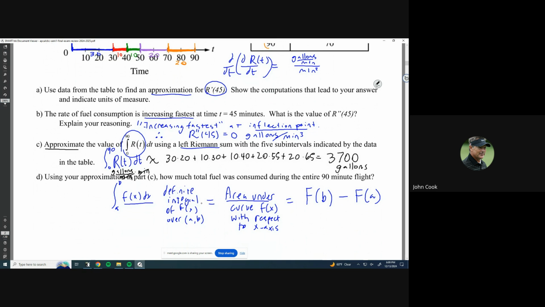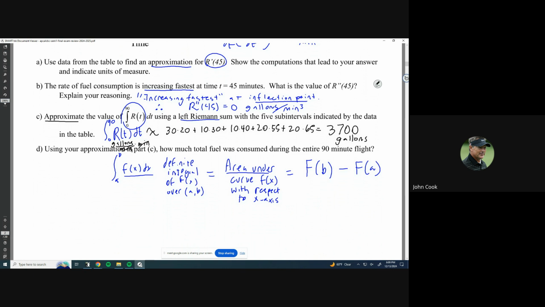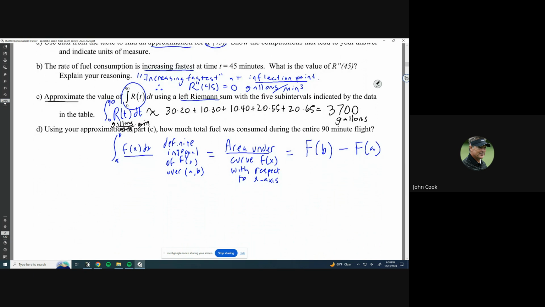All right, and then part D says, using your approximation in part C, how much total fuel was consumed during the entire 90-minute flight? This is a trick question because it just seems like that's the same thing as the answer from C. So, yeah, I think that's right. It's got to be. Wow. Okay. Well, how much fuel was consumed during the entire 90-minute flight? That's just what it would be. It'd be the same thing.